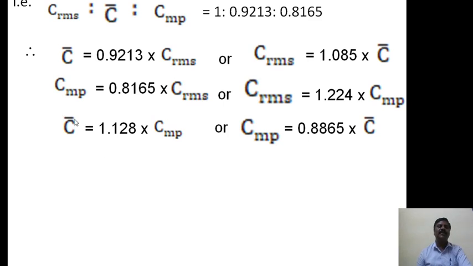average velocity, C bar equal to 1.128 times CMP, or CMP equal to 0.8865 times C average. These are the formulas for calculating the average velocity, most probable velocity, and root mean square velocity, one by one, by knowing a particular velocity.